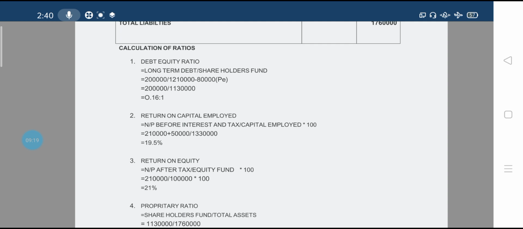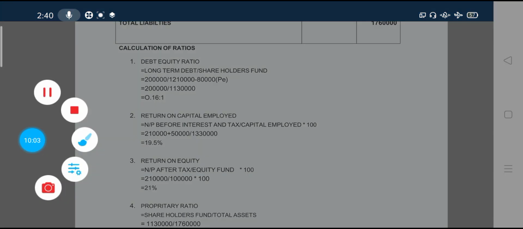Next, moving to return on capital employed. Formula: net profit before interest and tax, or earnings before interest and tax, EBIT, divided by capital employed. What is capital employed? The shareholders fund itself is the capital employed, that is long term debt and equities. The capital and reserve items come under shareholders fund, and it can also be taken as the capital employed. So net profit before interest and tax is 2,10,000 plus 50,000.